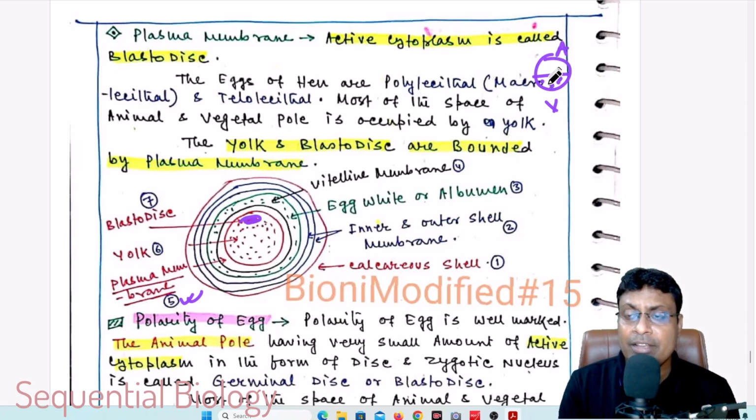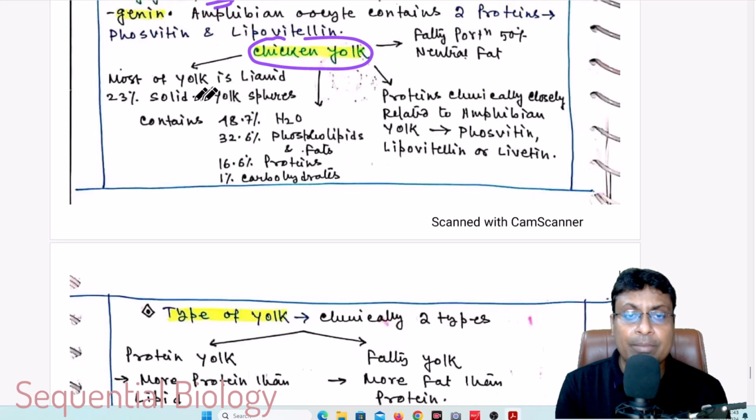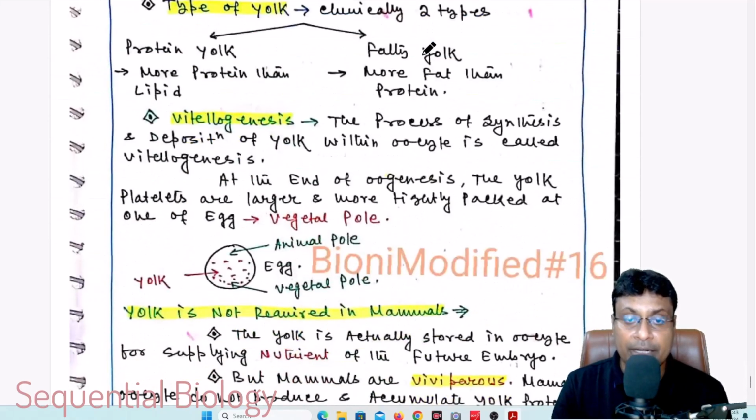And since in the vegetal pole the yolk is present, the cleavage rate is very slow in this region, and this will form many macromeres. Most of the yolk is liquid and 23% is solid, which is known as yolk spheres. And the yolk contains 48.7% water, 32.6% phospholipid and fats, 16.6% protein and 1% carbohydrate. And the proteins are chemically closely related to the amphibian yolk phosphatidyl and lipovitellin, and the fatty portion is about 50%, right? But the fats are neutral fats.